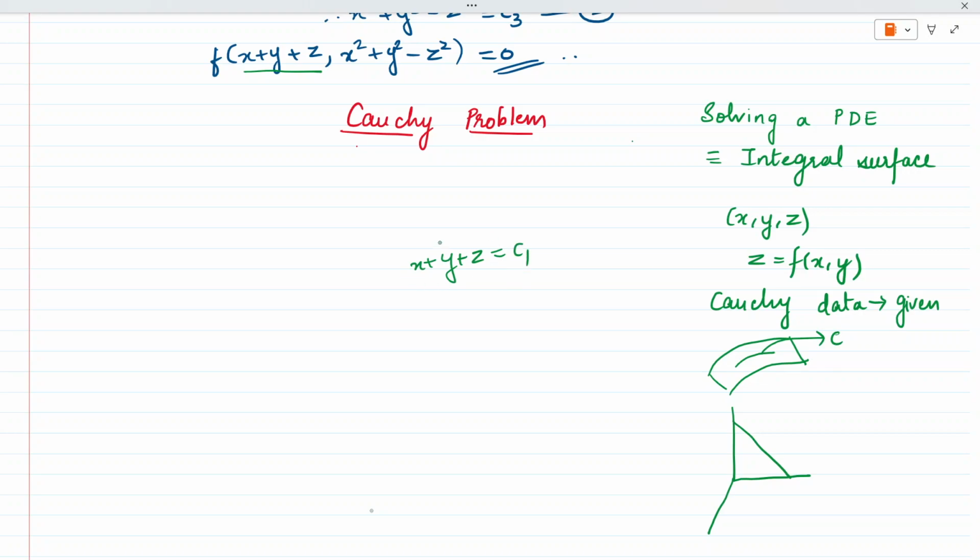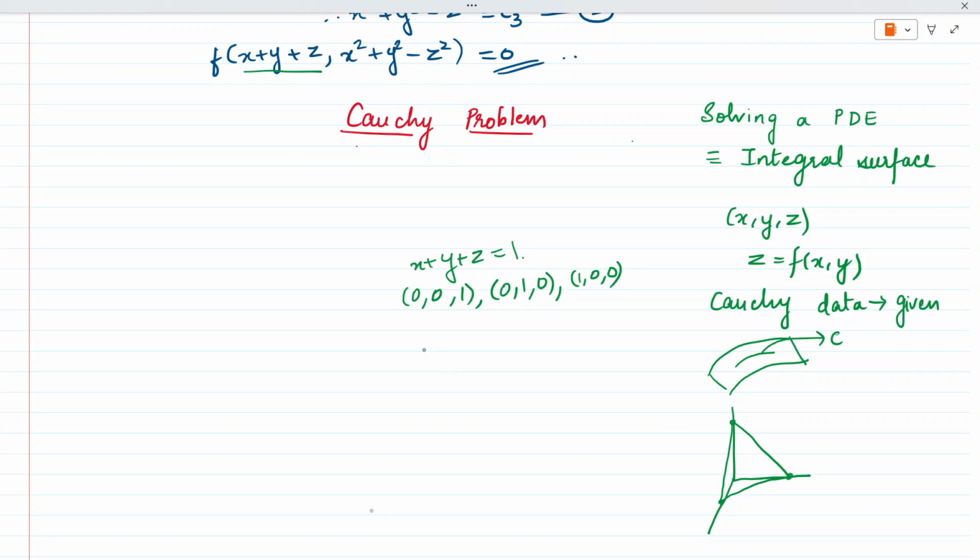Correct? So if I look at x plus y plus z equal to, say, suppose 1, what will happen? What will be the points through which it will pass? It will pass through (0, 0, 1), (0, 1, 0), and (1, 0, 0), correct? So if I look at this, suppose this is 1, 1, and 1 here. So this is our plane.